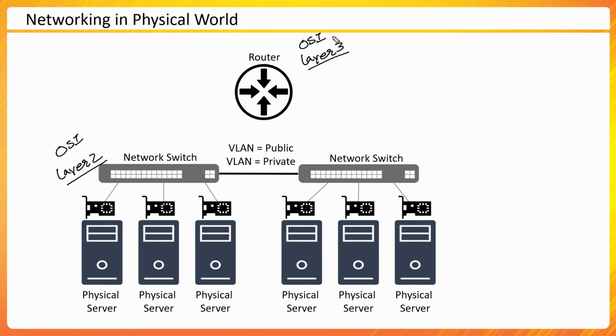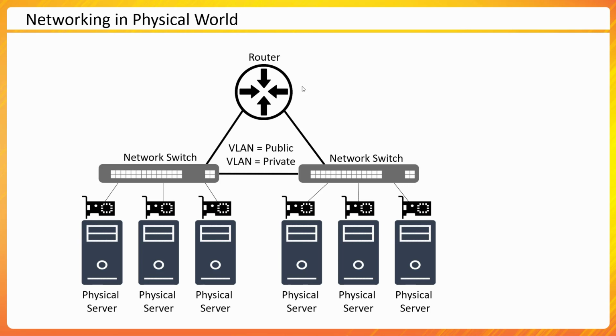And once this router device is configured, it would allow you to communicate from different VLANs. You could configure a routing policy and that would ensure communication can happen from one location to another location, or one network to another network. That's the work of a router.